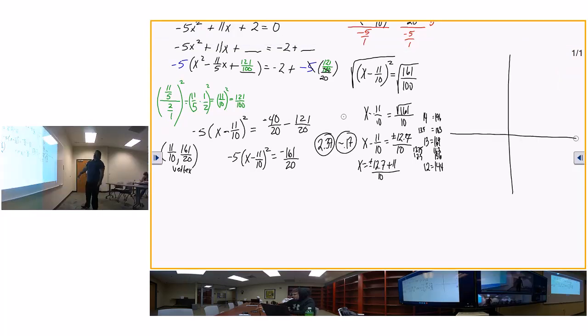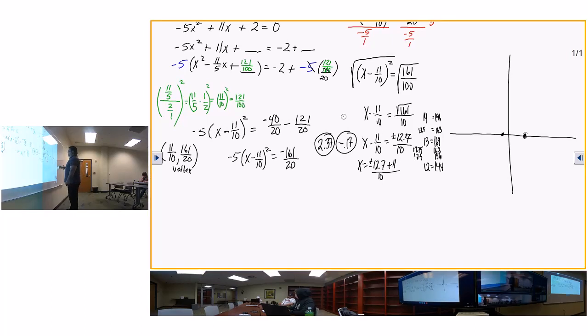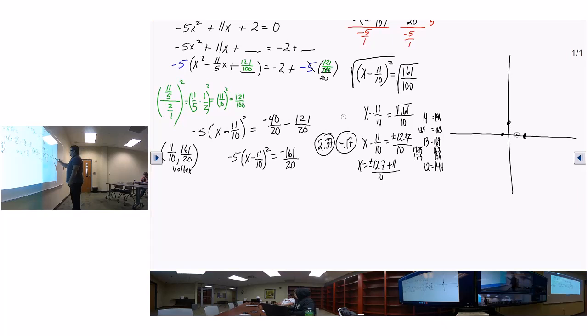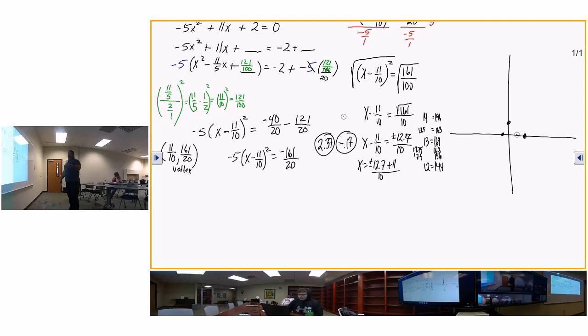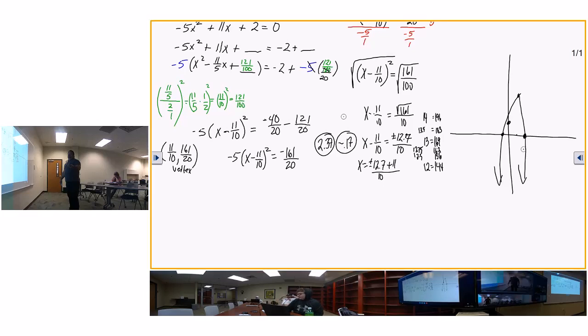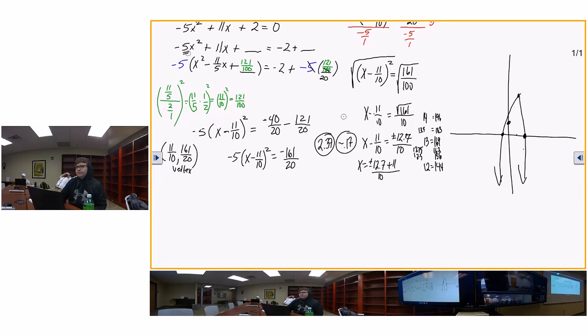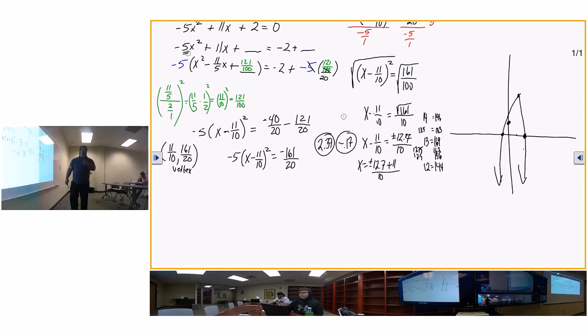There we go. We got negative 0.17, 2.37, a y-intercept of 2, and I'm looking for the vertex. 11 over 10 is 1 and 1/10, 1.1. And then 161 over 20, 160 over 20 is what, 8? So that's going to be 8. So it's going to be way up here. Golly, why is it so skinny? Because it's squared. Because of the 5. Why is it opening downward? Because it's negative, exactly.